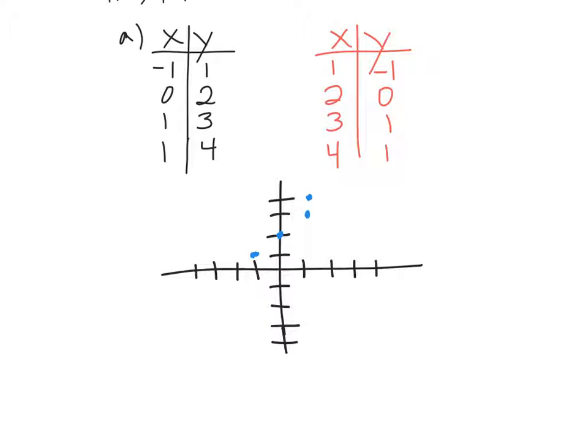Now do you see right away that that can't be a function? See the vertical line test right here? It fails. It has to pass in all the places. It fails right there. Now, the inverse of that I'm going to graph in red. So I have 1, -1. Then I have 2, 0, 3, 1, and 4, 1. Oh, look at that. That's interesting.